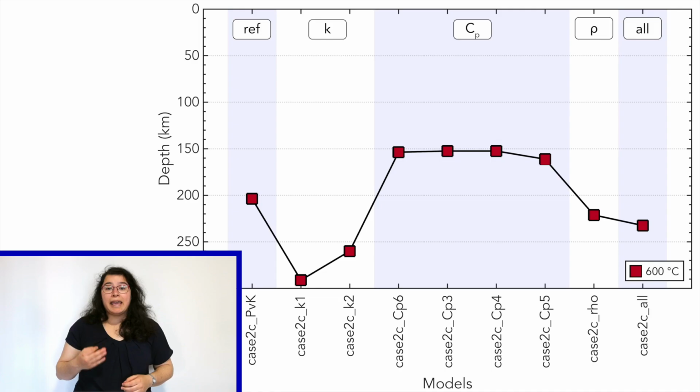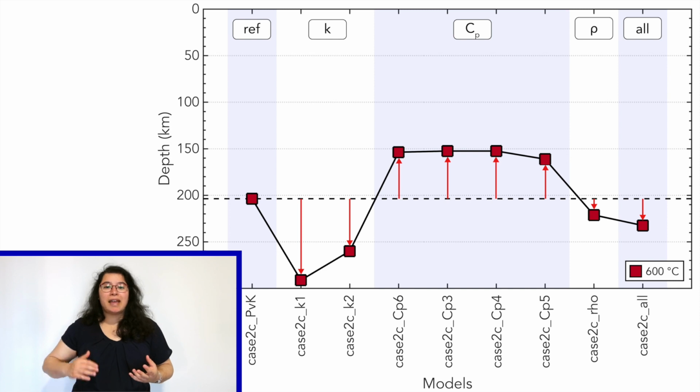The 600 degrees Celsius isotherm is associated with dehydration reactions, which in turn could be responsible for the intermediate depth seismicity. Here we see that the depth at which your model would predict intermediate depth seismicity to occur changes dramatically with your choice of thermal parameters.